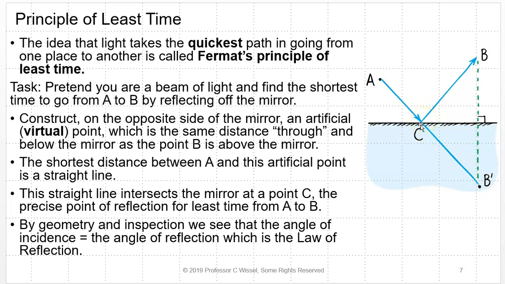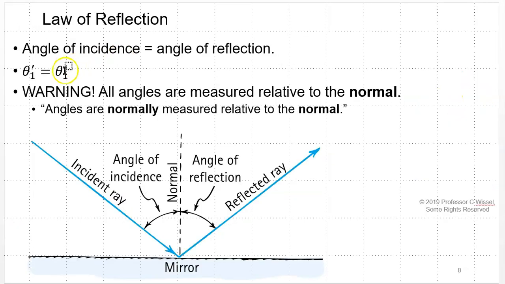And that's the point of reflection, because this triangle and this triangle are going to be the same. So by geometry and inspection, we can see that the angle of incidence, which will be relative to the normal, which isn't shown here, has to equal that angle, because these two triangles are similar. So that says the angle of incidence equals the angle of reflection, or θ1 prime equals θ1.